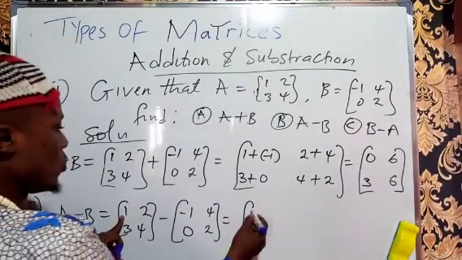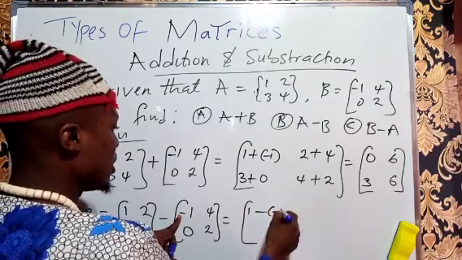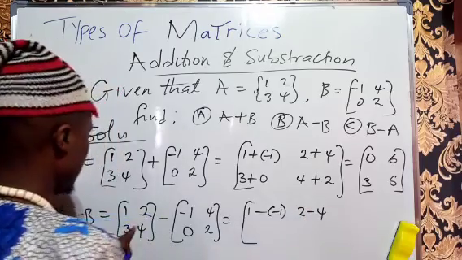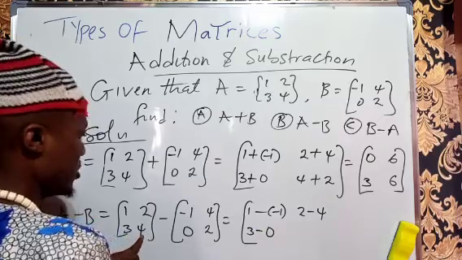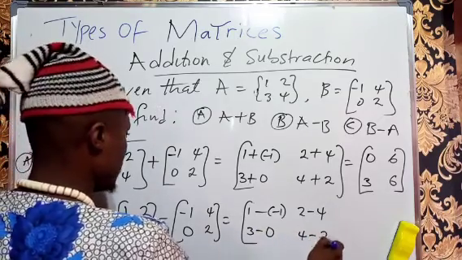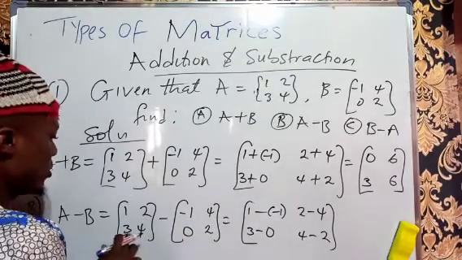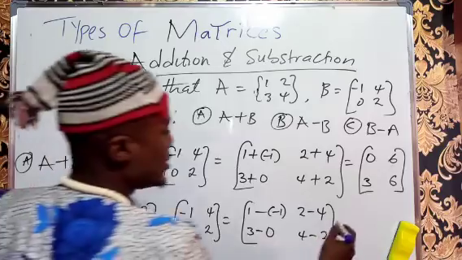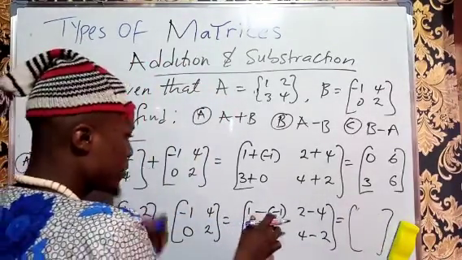So you see, 1 minus negative 1 here, I'll give a space, then 2 minus 4, you come down, 3 minus 0, then 4 minus 2. Look at what I'm doing here: first and first, second and second, third and third, fourth and fourth. Okay? So now, if we take this subtraction, minus minus turns to plus.